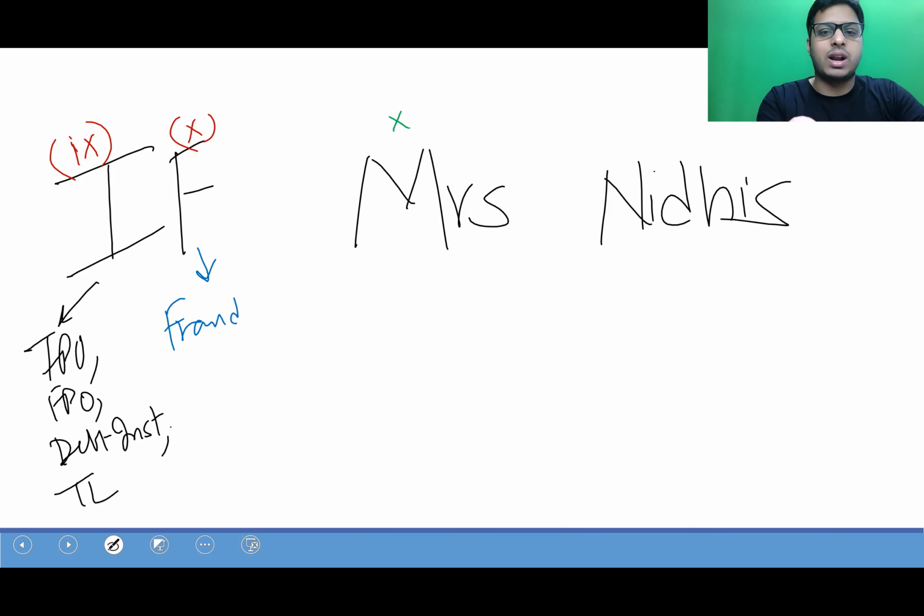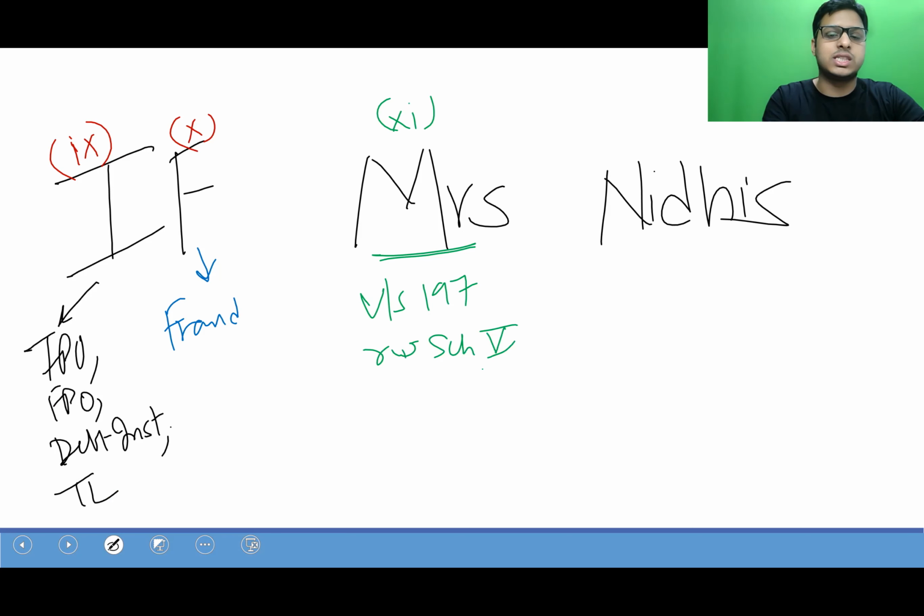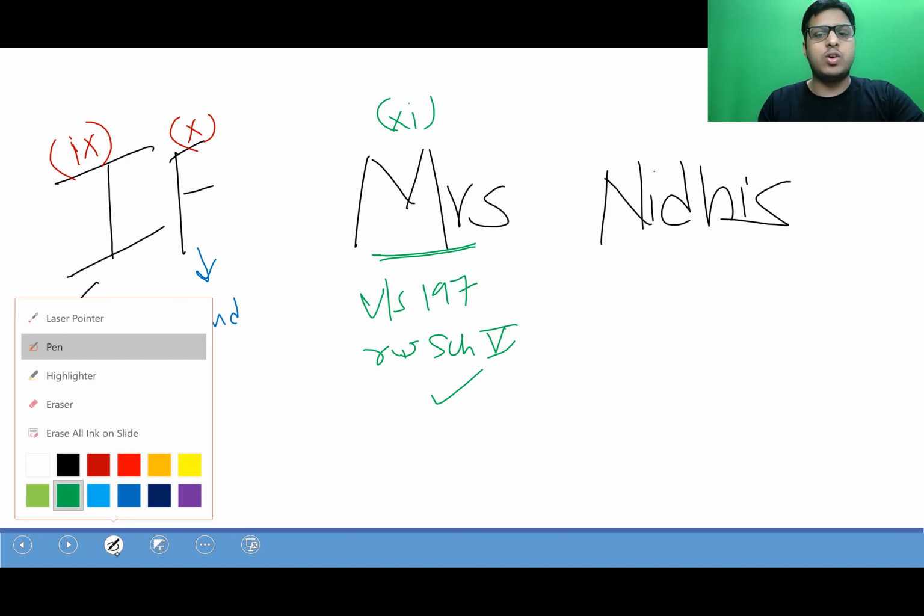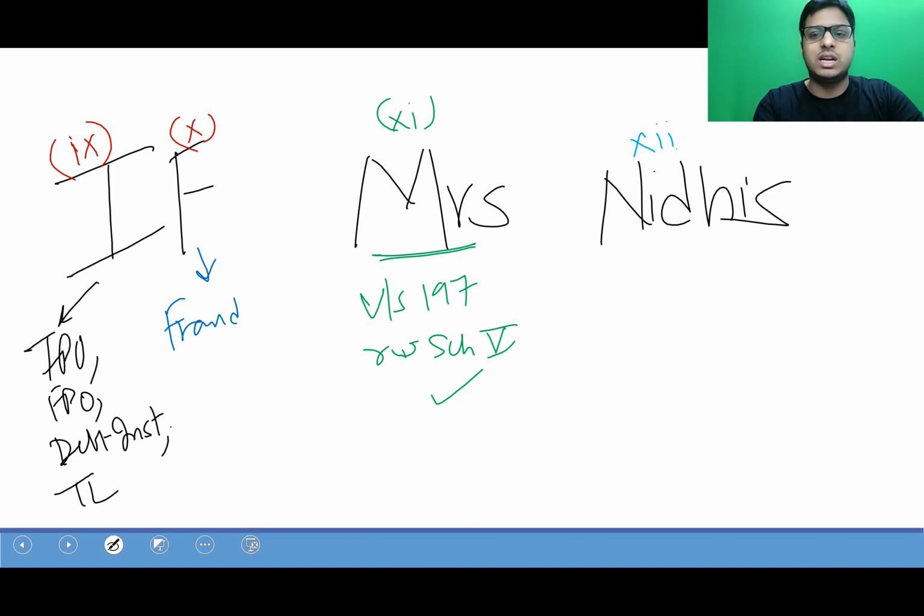Clause number 11 is in relation to managerial remuneration. Very simple. We have to comply with section 197 read with Schedule 5. So we have to see whether this compliance is done or not. Then we go into clause number 12. Clause number 12 is the needy company.